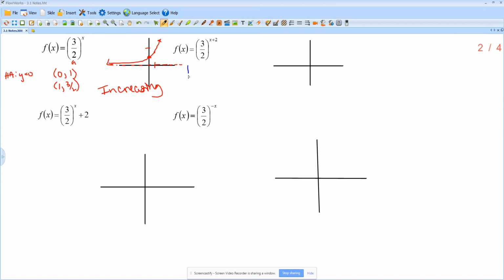So first, let's talk about that horizontal asymptote. If we're talking about a horizontal asymptote, you're thinking about some horizontal line that's usually at 0. This shift represents something that's to the left 2 units because it's in the exponent. So if I were taking this line and shifting it to the left 2 units, it's that same line. So my horizontal asymptote hasn't changed. It's still y equals 0.